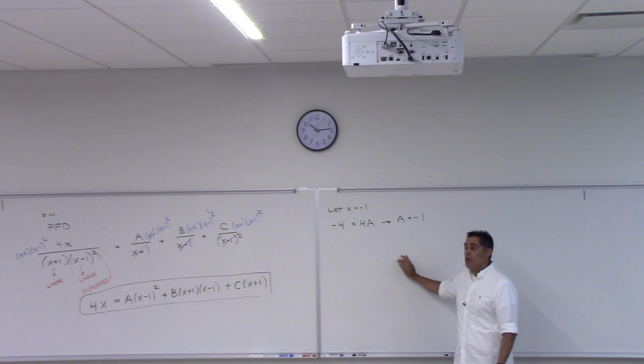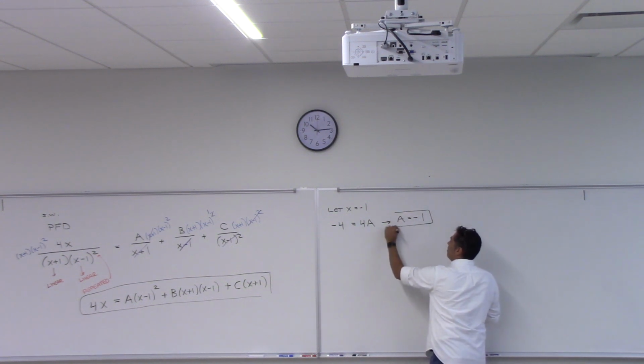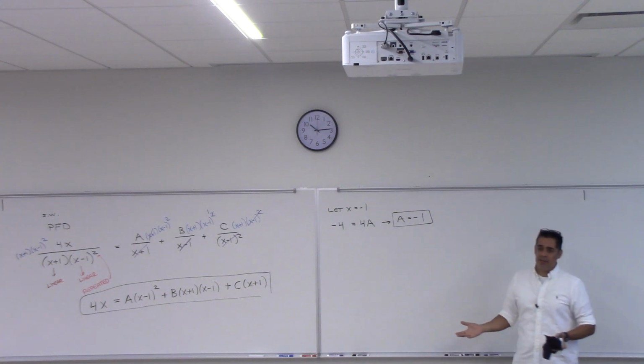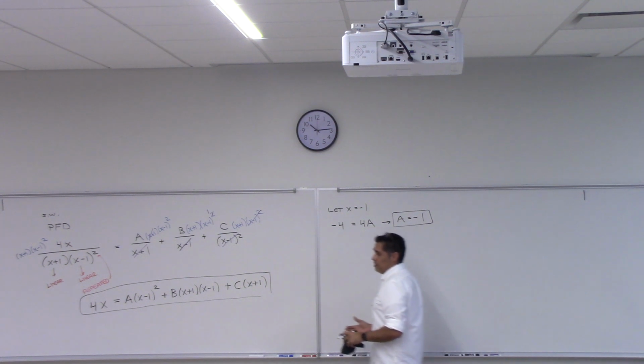So we have to use an alternate method, right? But let's just keep in mind, we do know what A is. We do at least know what A is. We just don't know what B and C are.